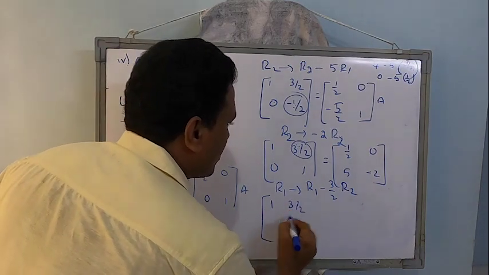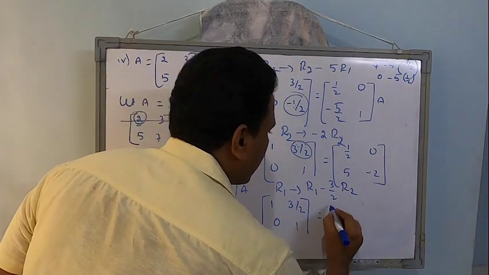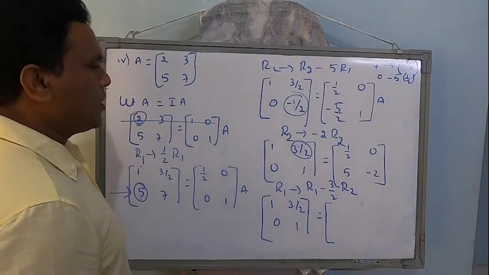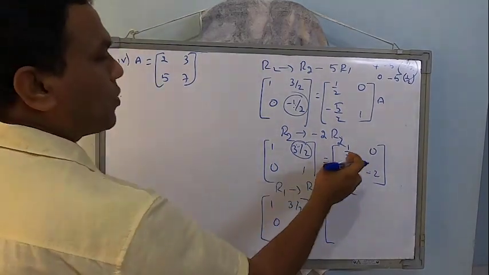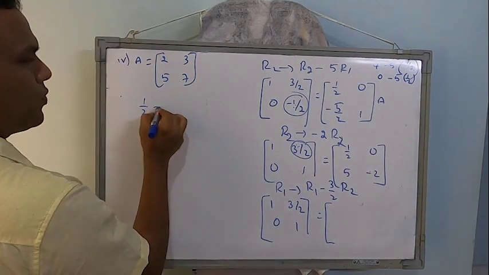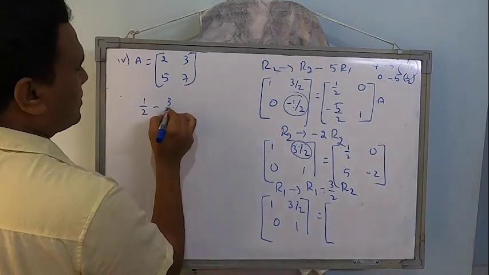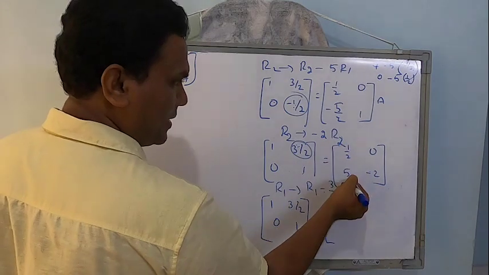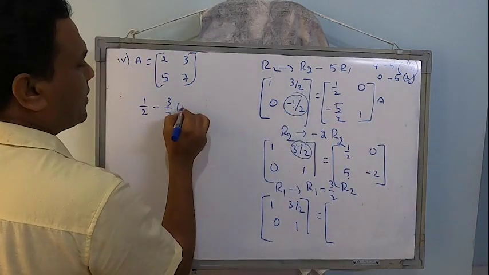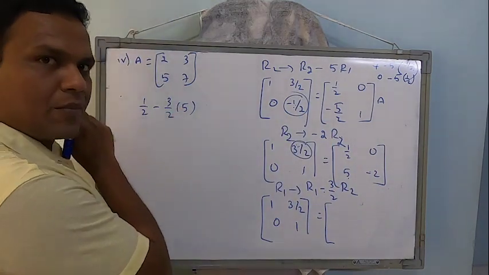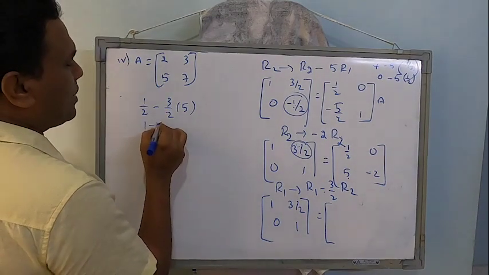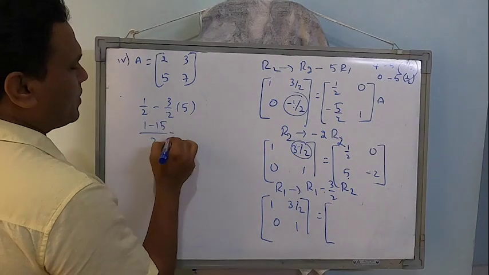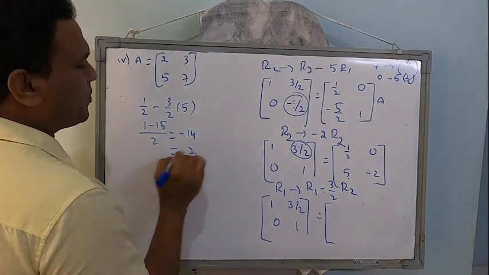So on doing this operation, the left hand side remains the same: 1, 3 by 2, 0, 1. Fine. Now let's come to the right side. What does the operation say? R1. Now what is the element of R1? 1 by 2, minus 3 by 2 times R2, 3 by 2 multiplied by 5. Let's take the LCM for these two. So 1 minus 15, that's going to be minus 14, or it's going to be minus 7.